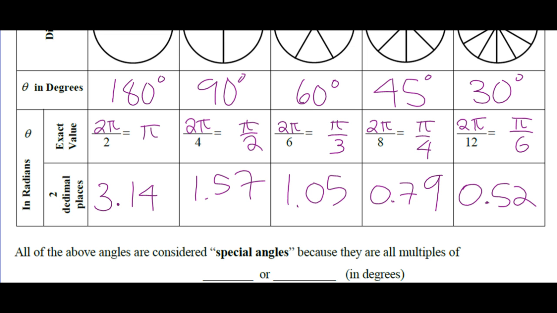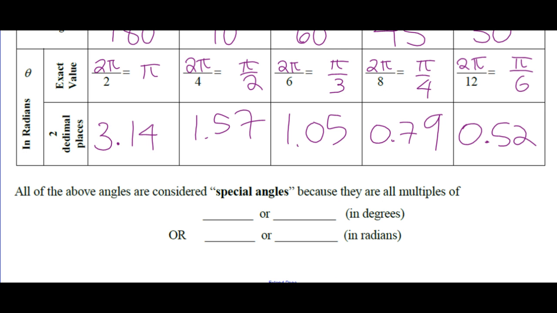30 or 45. This is a multiple of 30. Okay, and then 45. This is also a multiple of 45, but it can be covered off. So they're all multiples of 30 degrees. You remember back to Math 20-1, we did the special angles and triangles, and those angles were 30, 45, and 60.